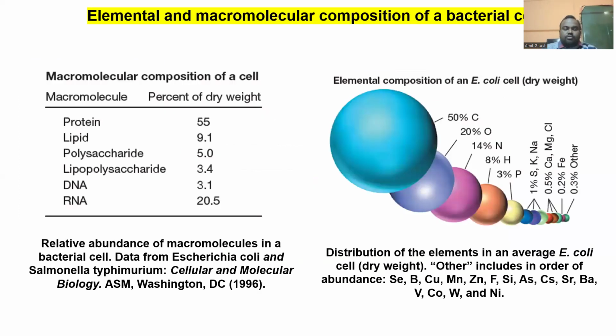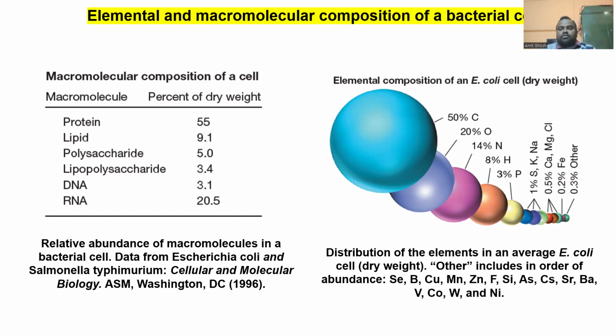If you see the next slide, here is presented the macromolecular composition of cells. What is the composition of the macromolecules of a cell? In the cells, there are macromolecules like protein, lipid, polysaccharide, lipopolysaccharide, DNA, and RNA, and they are present in different percentages of dry weight. This is the relative abundance of macromolecules in a bacterial cell. This data is actually from Escherichia coli and Salmonella typhimurium.